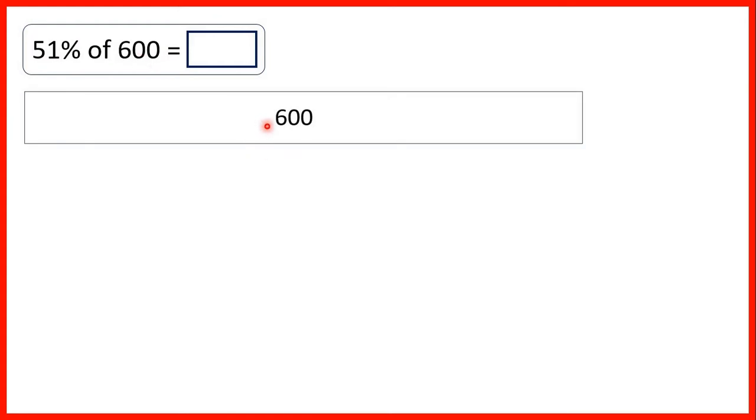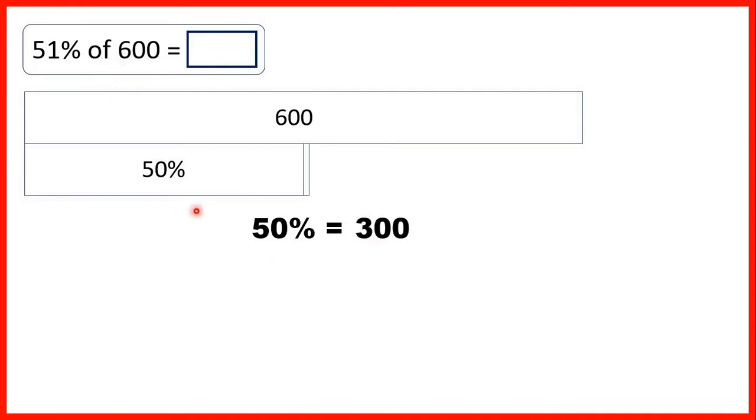Now we need to find 51% of 600. Now we could divide 600 by 100 and then multiply by 51. Or we can show 600 as our total quantity on the top of our bar model, and 51% we can represent as 50% and 1%. Now to find 50%, we can divide by 2, and 600 divided by 2 is 300. So instead of 50%, we can write 300 on our bar model. But now we need to find this 1%.